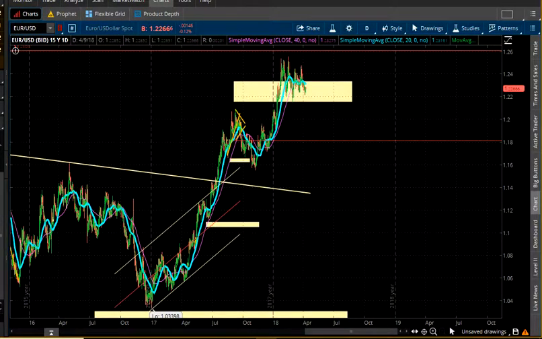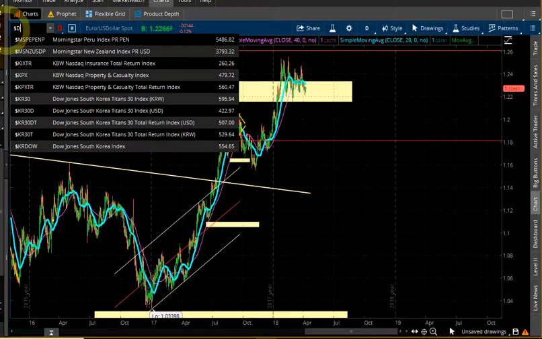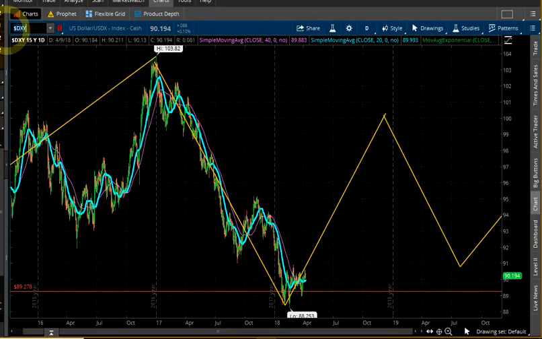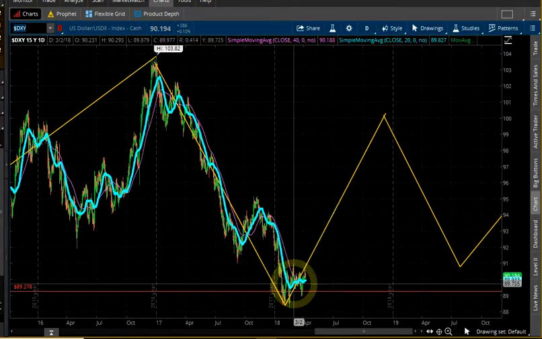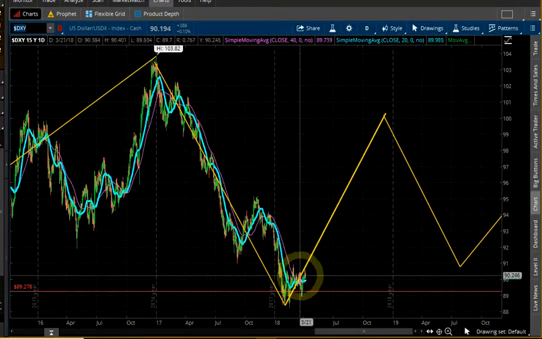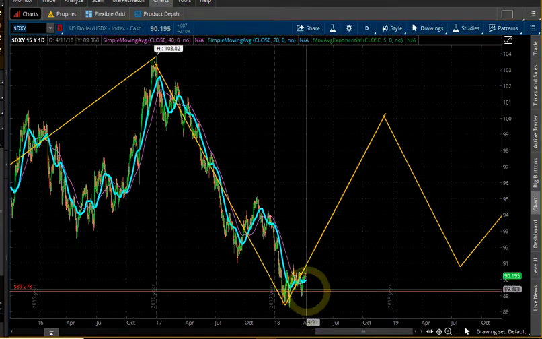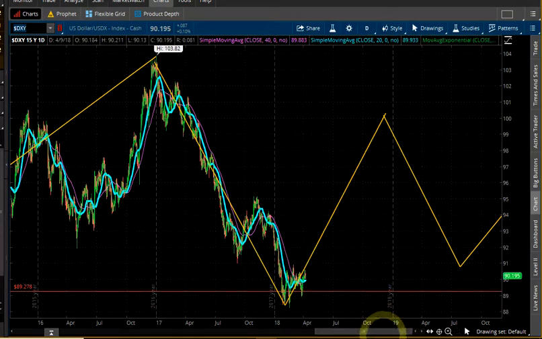That's normally the way that works. Let me find the dollar here. Do I not have the dollar? I may not have the dollar here. I think it's dollar DXY. So you can see the dollar. You can see it's kind of trying to bottom here, and maybe it already has. Maybe it makes another low. I'm not sure.